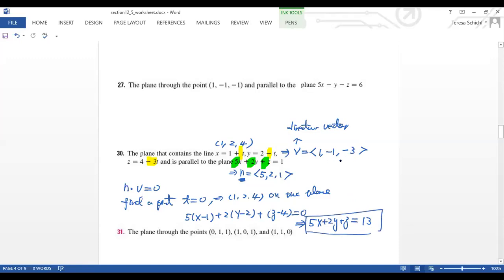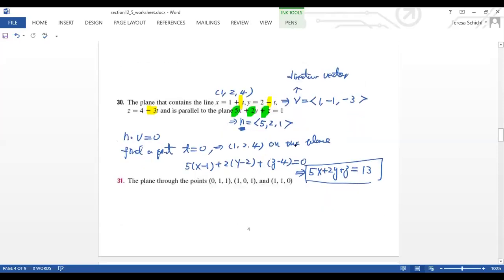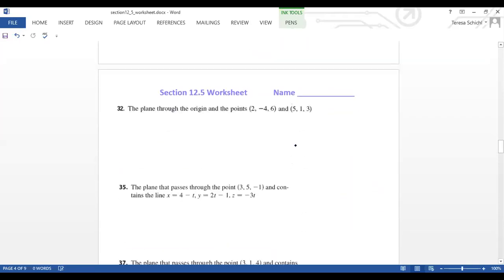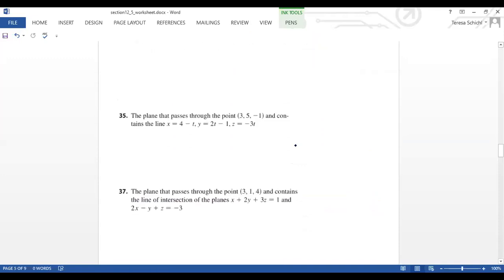So remember, the plane is uniquely defined by the normal vector. So we need to find the normal vector, that's n, because they are parallel. So the normal vector for this plane is the same as the normal vector from the other one. Okay, so the next one we're going to work on is problem 35 here.